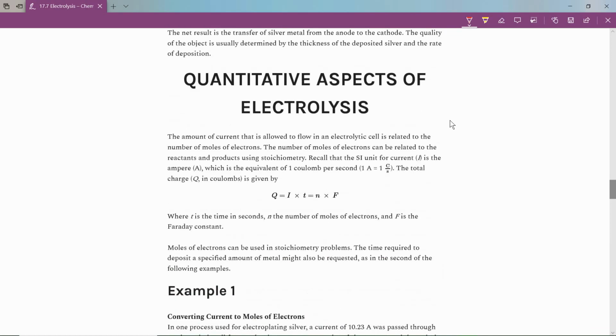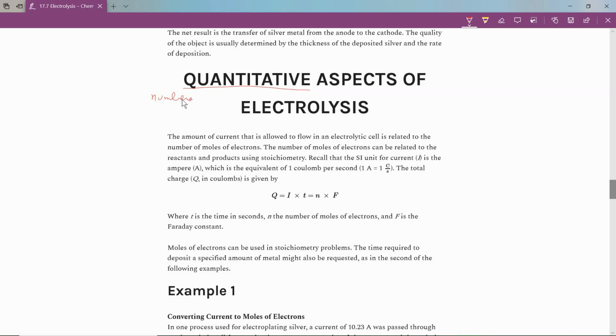Quantitative aspects of electrolysis. When you think of quantitative, you think of numbers, right? So the amount of current that is allowed to flow in an electrolytic cell is related to the number of moles of electrons. The number of moles of electrons could be related to the reactants and products using our friend stoichiometry. The SI unit for current, I, is the ampere, which is the equivalent of 1 coulomb per second.